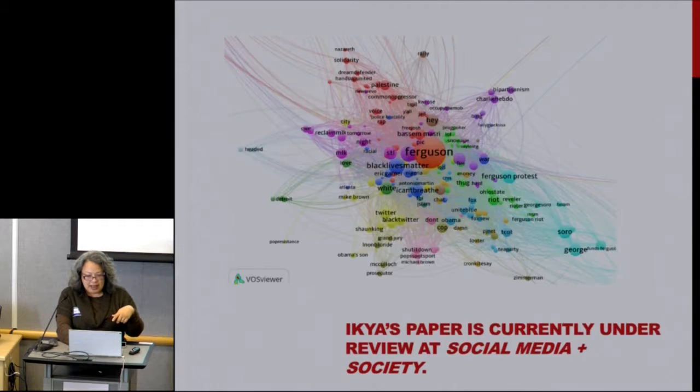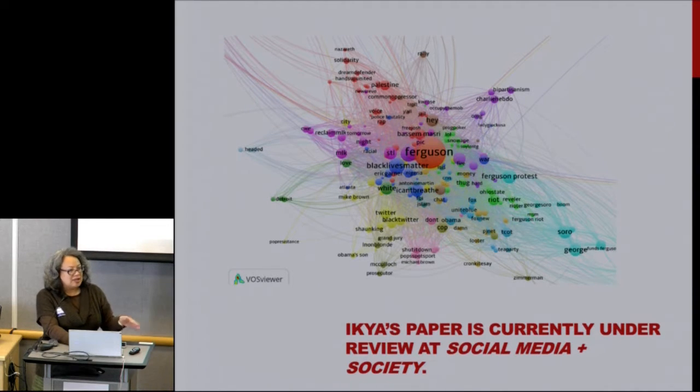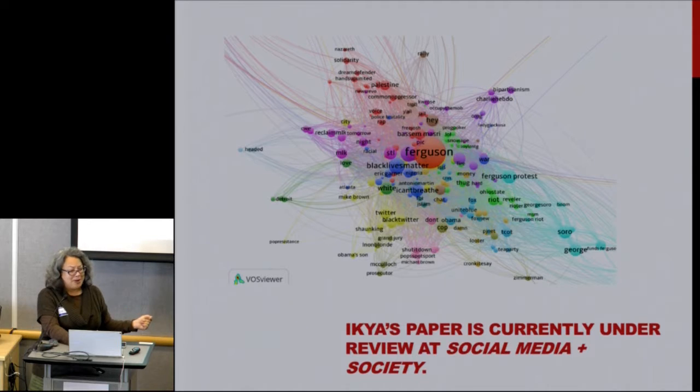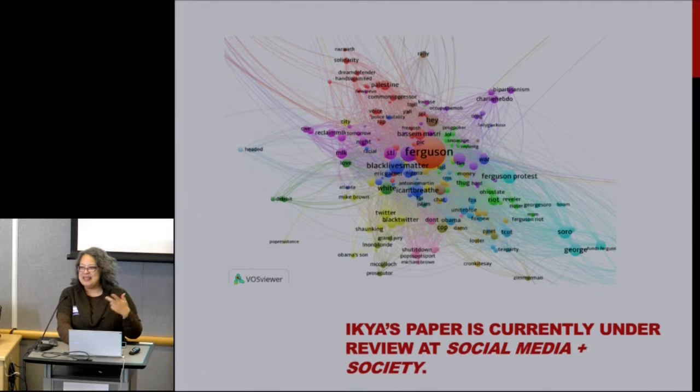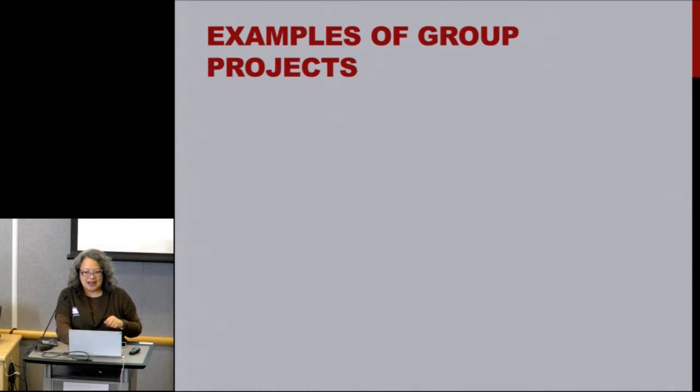And by the way, at the bottom it says, Ikea's paper is currently under review at Social Media and Society. So one great outcome is that I encourage students to submit their papers for publication, and Ikea is the first one, and that review process happened pretty quickly. She's revising it now for publication, and she's an undergraduate. So that was a great outcome for us, and I think there will be other papers from this class.